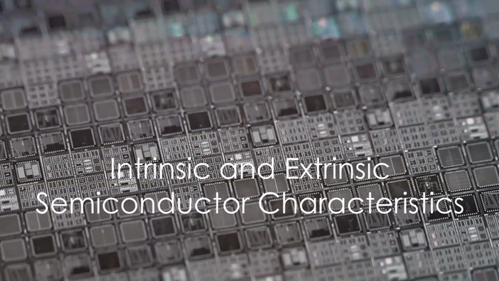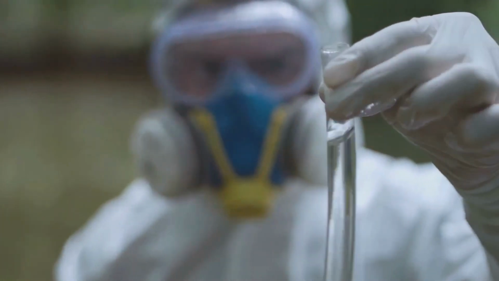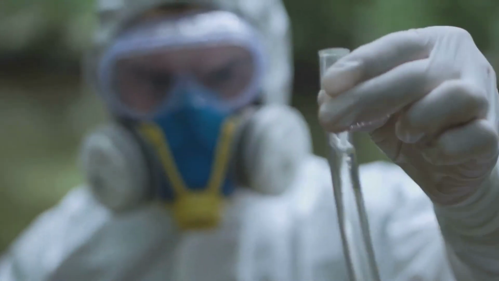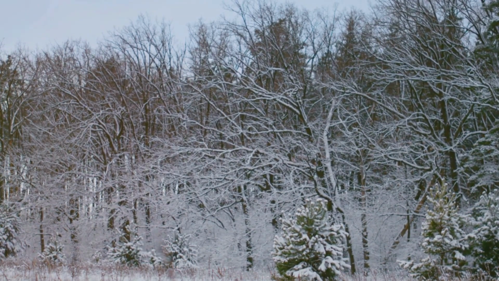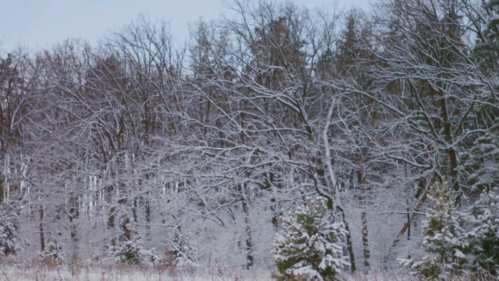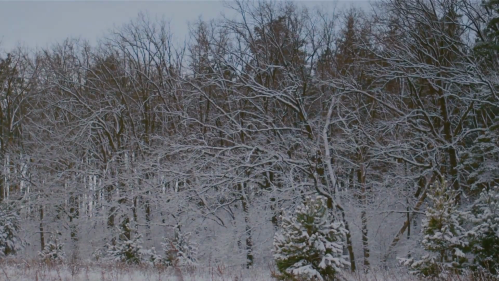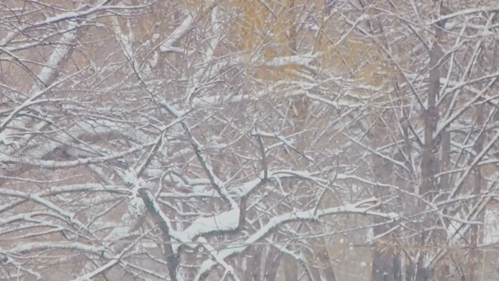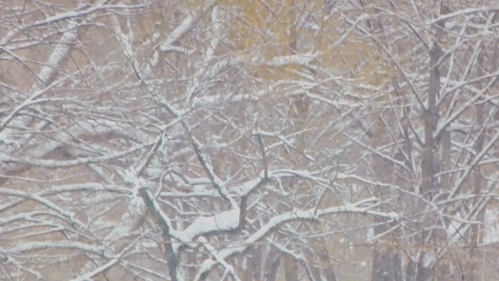But what differentiates one semiconductor from another? Well, the answer lies in the distinction between intrinsic and extrinsic semiconductors. Intrinsic semiconductors are distinguished by their inherent purity. They are virtually free of any impurities, and their electronic properties are governed solely by temperature-induced thermodynamics. They're like the pure, untouched snow on a winter's day.